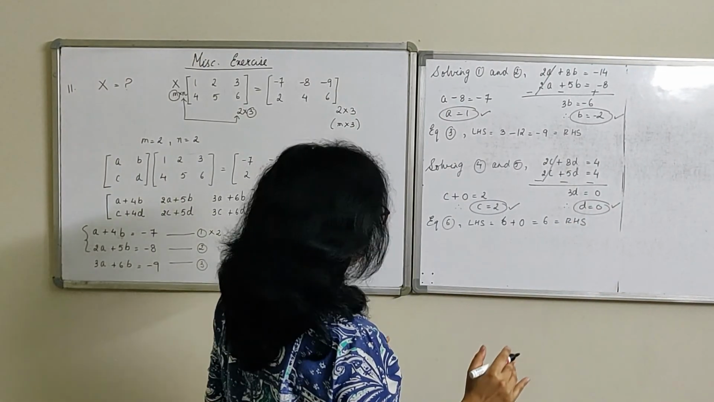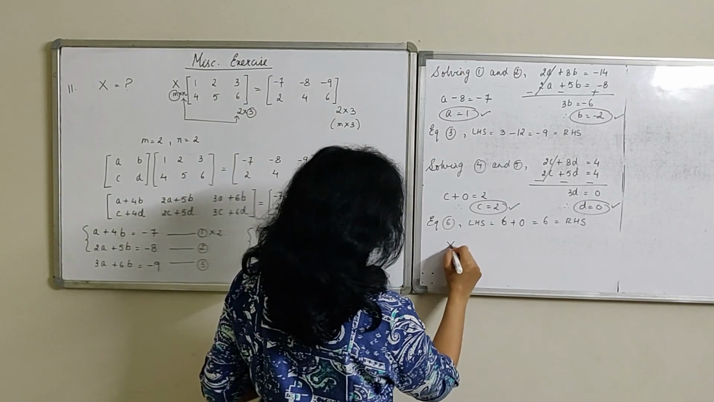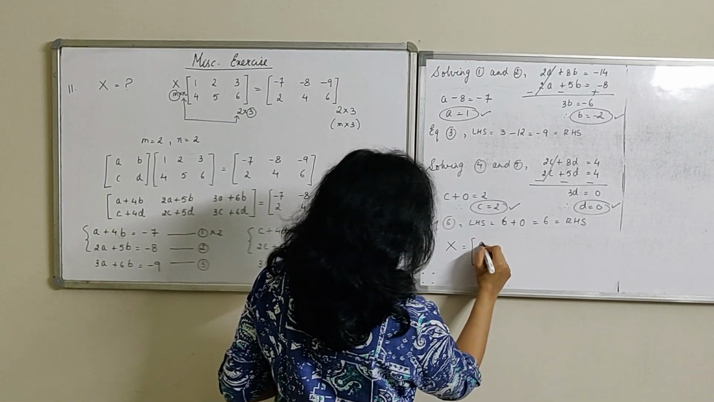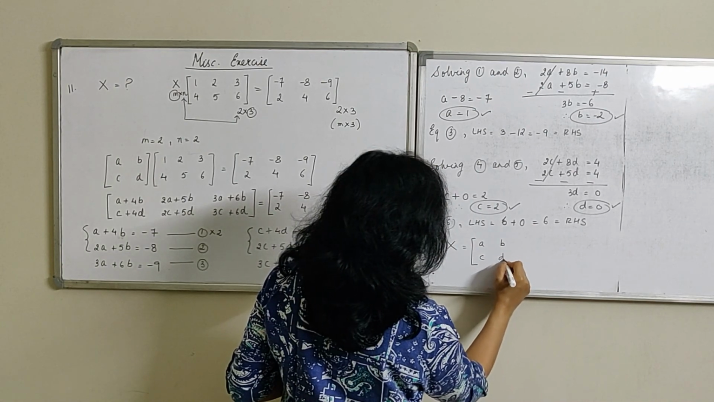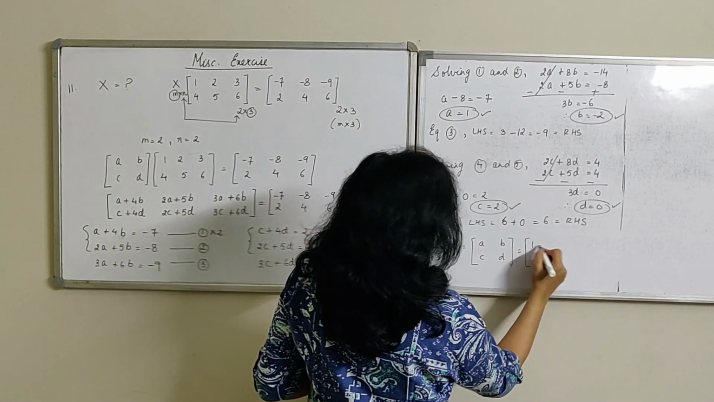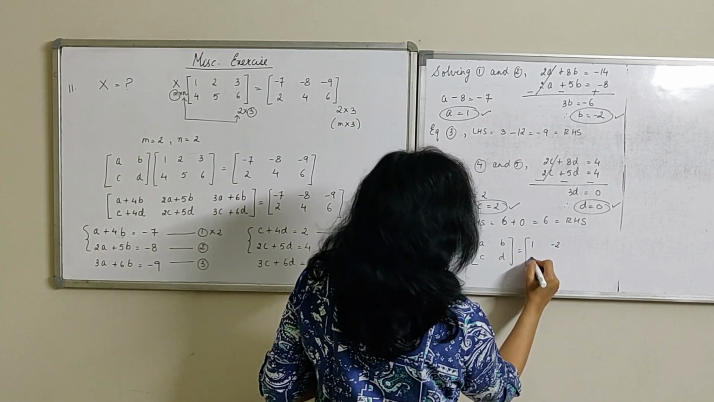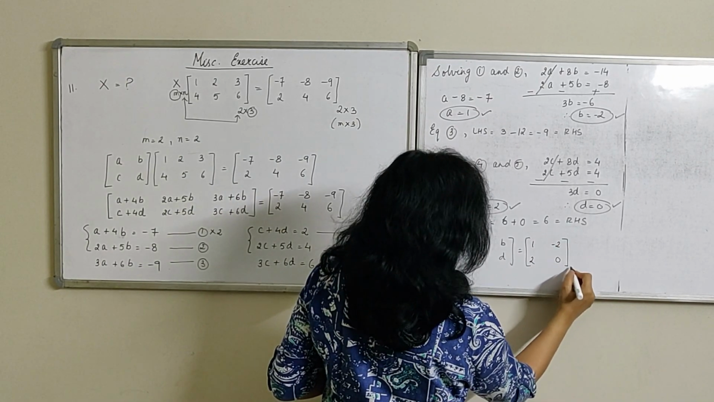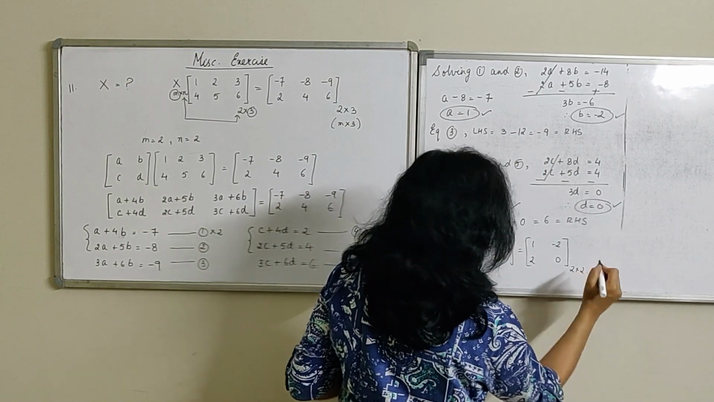So the solution does not end here, because the question asks us to find out matrix X, which we have supposed to be A, B, C, D. Now substituting here, we get A is 1, B is minus 2, C is 2, D is 0, and you can see this is a matrix of order 2 by 2.